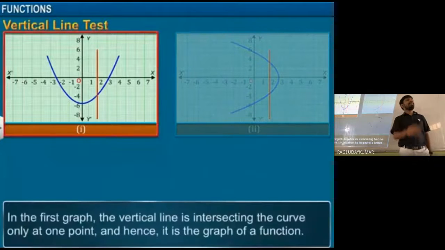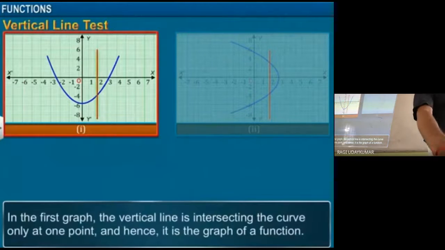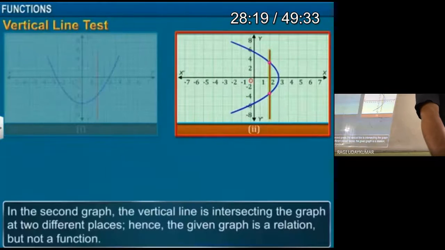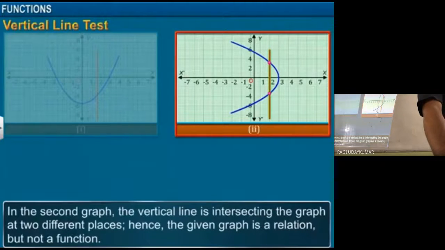So in this graph, it is a function. The first one is a function. Coming to the second one, the 2 pink color points are having the same x coordinate. Both have the same x coordinate.